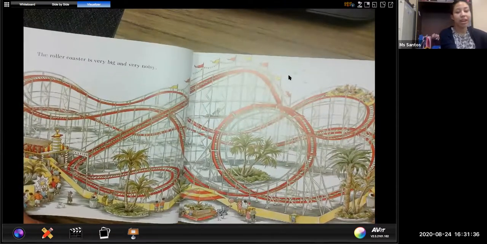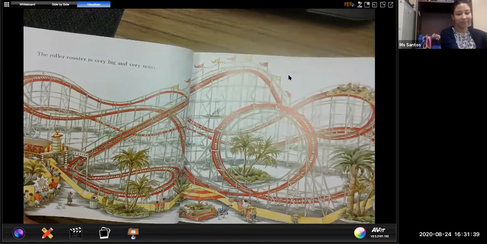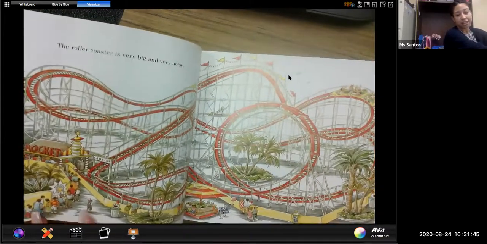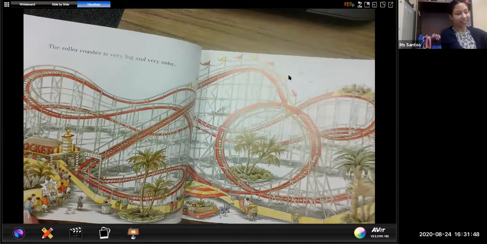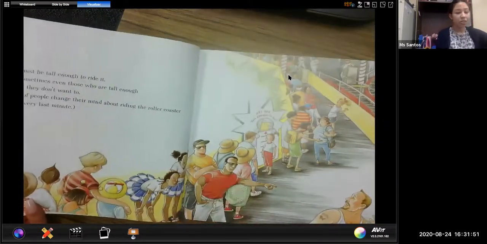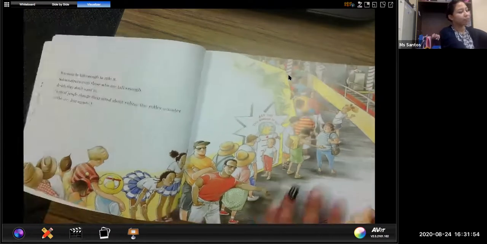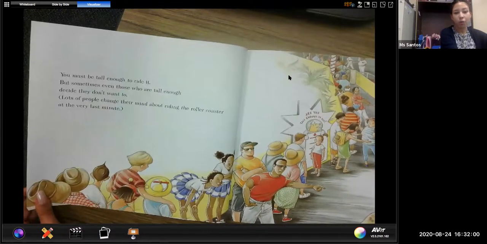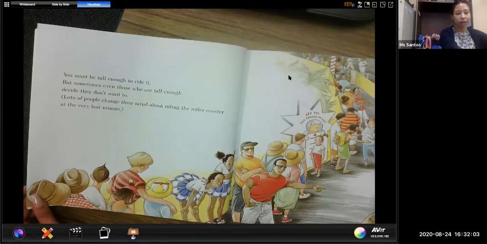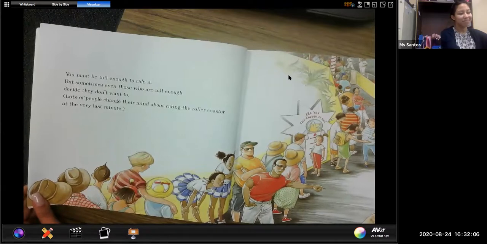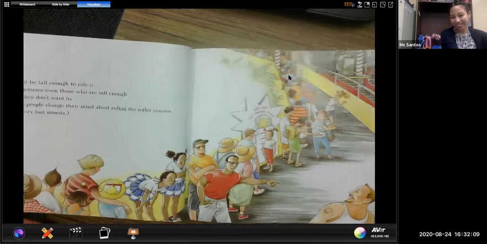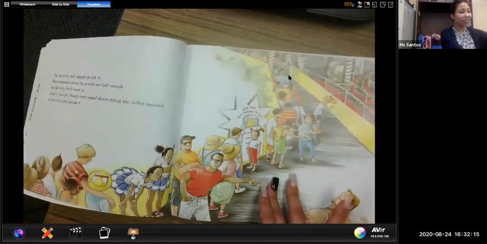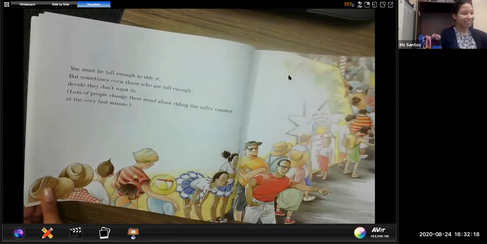The roller coaster is very big and very noisy. So I can see how big it is. I can see people waiting in that line. It does look like a big line. You must be tall enough to ride it. But sometimes even those who are tall enough decide they don't want to. Lots of people change their mind about riding the roller coaster at the very last minute. So you can see people stepping away from the line, and that's because they're scared. It is one of those rides that is definitely very scary.